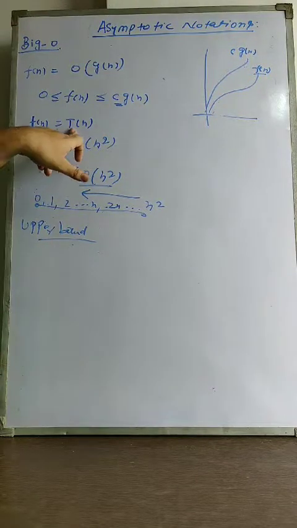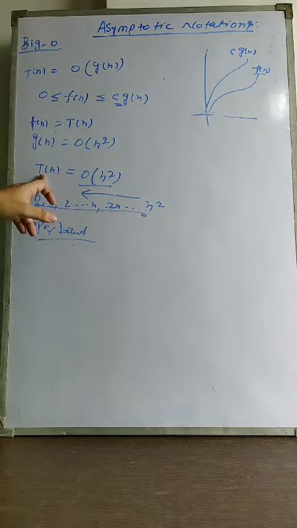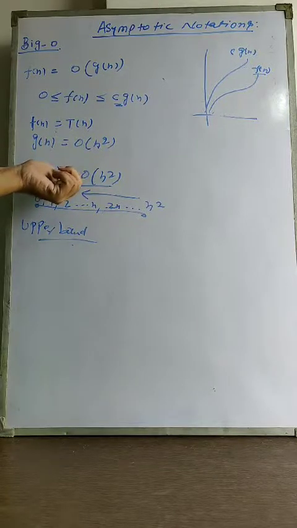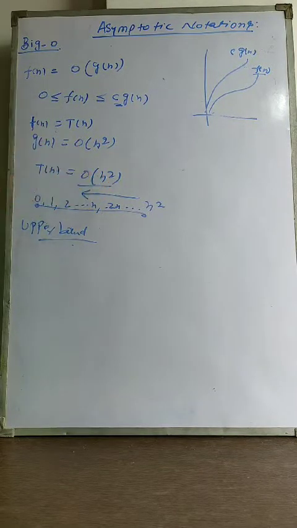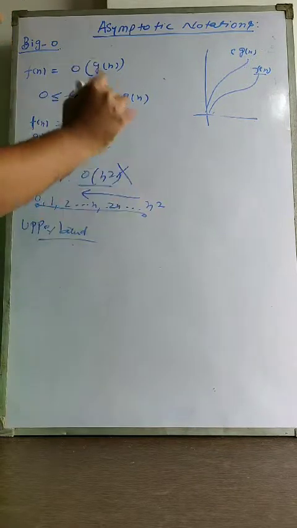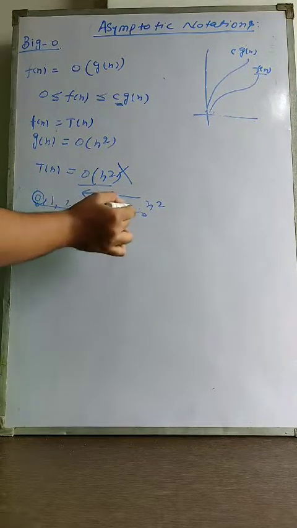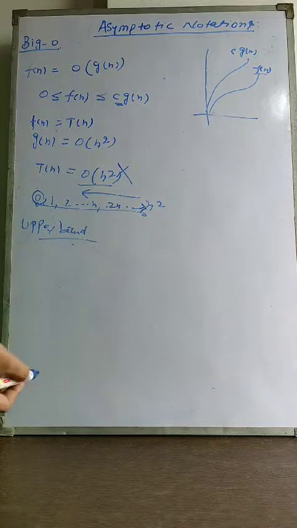So now let's replace Fn by Tn and Gn by n square. So Tn is equal to order of n square. Tn is the time complexity of your algorithm. If you say your algorithm takes order of n square, it means your algorithm cannot go beyond n square. It will be somewhere from 0, 1, 2, n to n, but till n square.